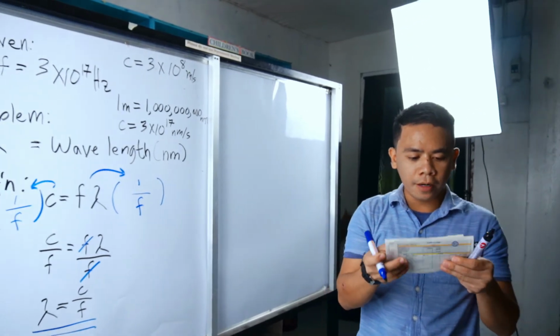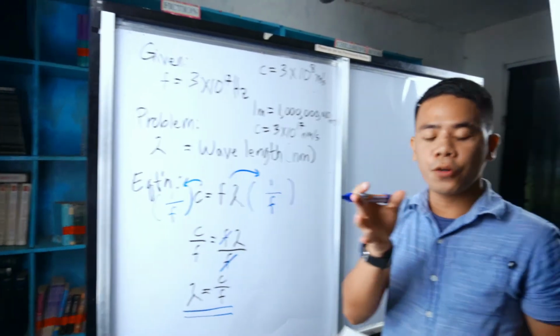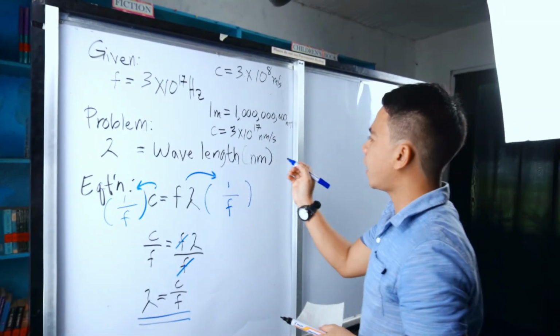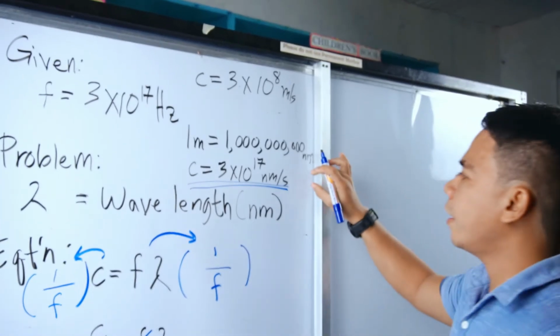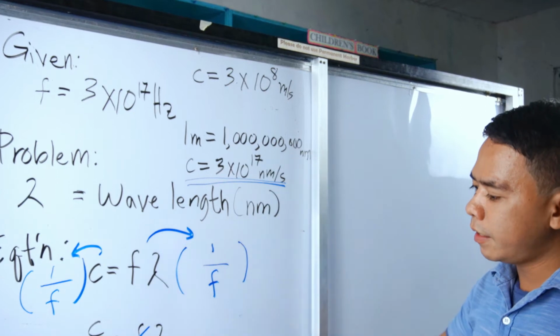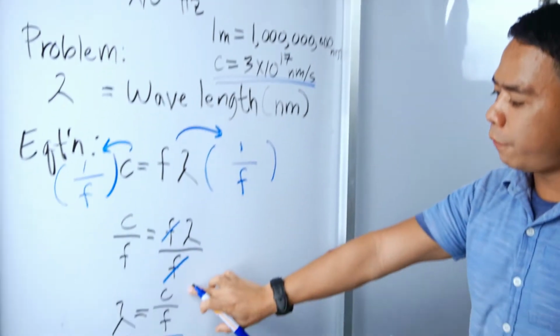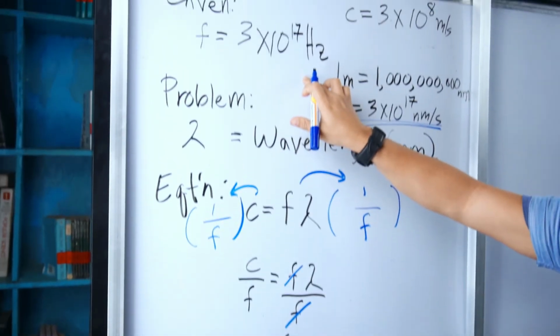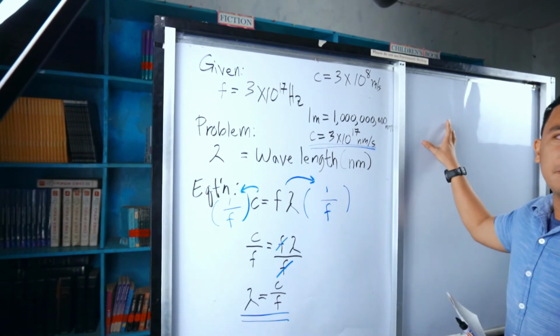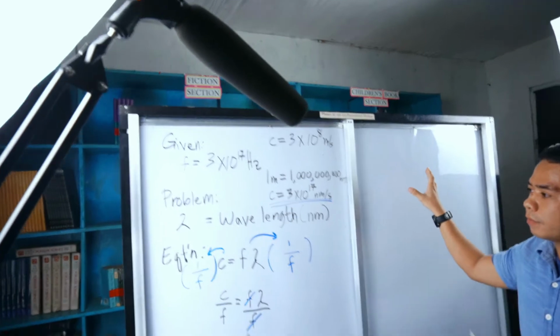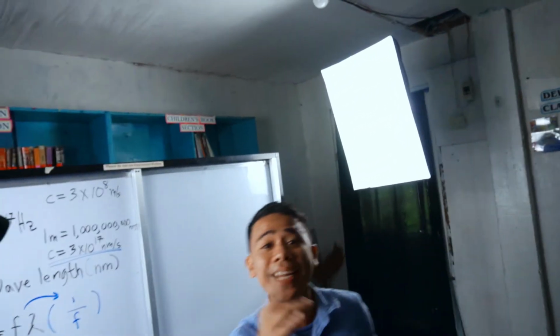These are all constants in your modules. So, we have the speed of light in nanometers. We have the constant speed of light, and we have the given frequency. Now we can solve.